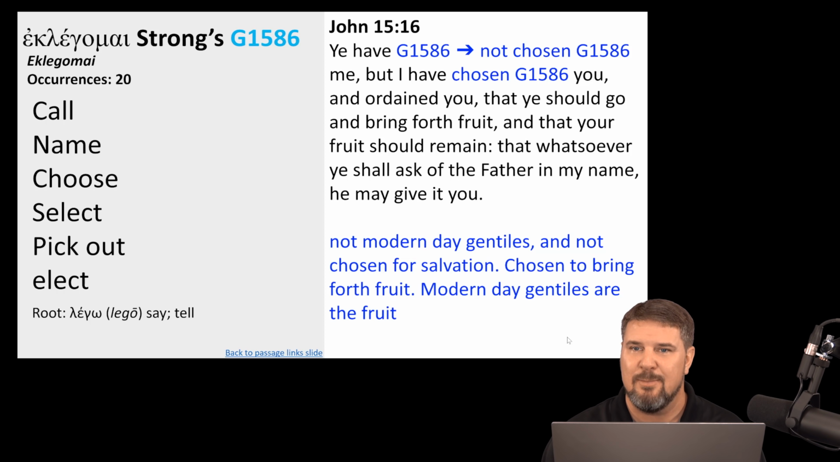He's talking to the disciples. He's talking to them. "You have not chosen me, but I have chosen you and ordained you, that you should go and bring forth fruit, and that your fruit should remain." There we come, okay? The fruit they bring forth, several hundred years later, a couple thousand years later almost. So not modern day Gentiles, not chosen for salvation, chosen to bring forth fruit, to serve in that capacity. Modern day Gentiles are the fruit for which they were chosen. We are not the ones chosen in this passage. You could say we were chosen according to a different passage, but not this one.